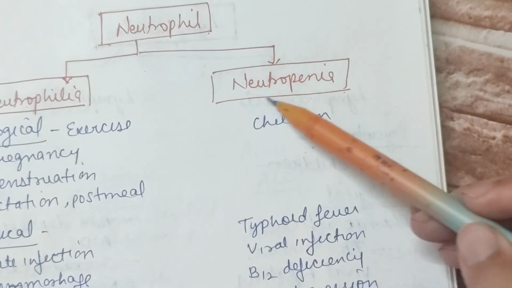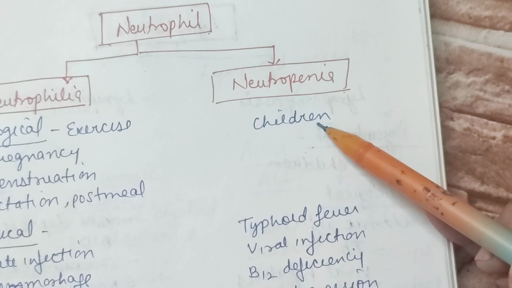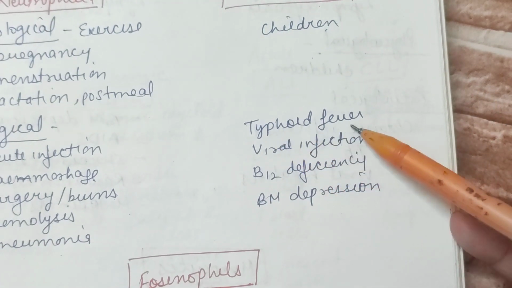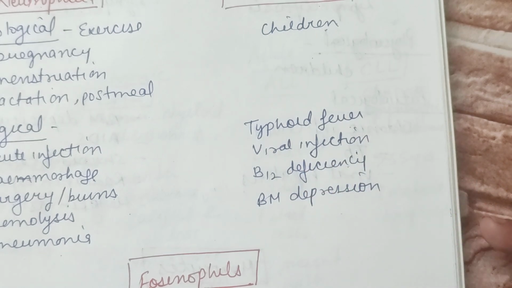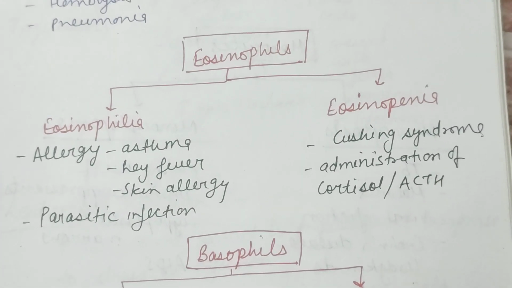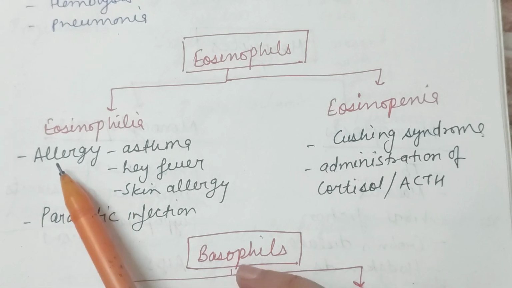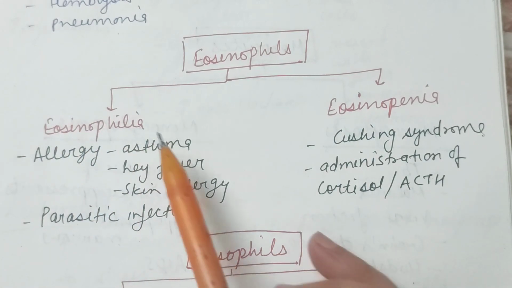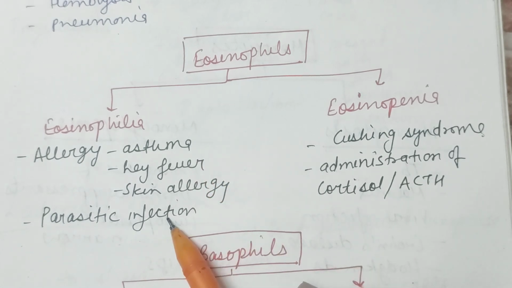Neutropenia is basically when the neutrophil count is less, as in children. Children have a high lymphocyte count. Otherwise, pathologically, typhoid fever, viral infection, B12 deficiency and bone marrow depression are conditions of neutropenia. Coming to the next cell, eosinophil. Eosinophilia occurs because it's important for allergy and parasitic infection, so obviously in these two conditions eosinophilia occurs. So in asthma, hay fever, skin allergy and parasitic infection, right?